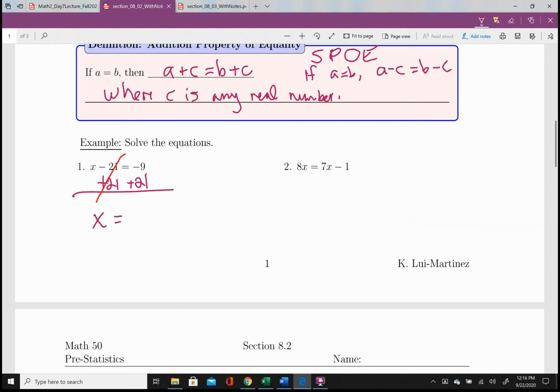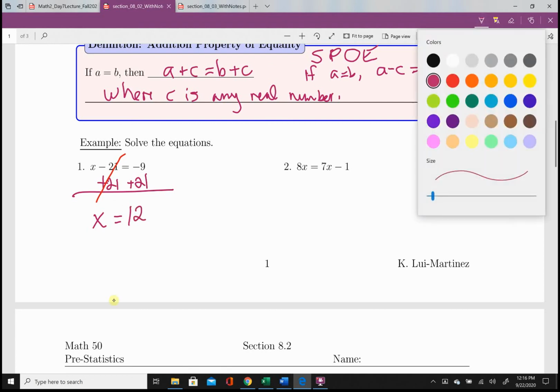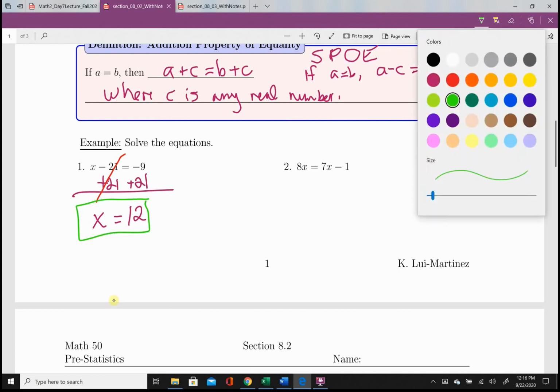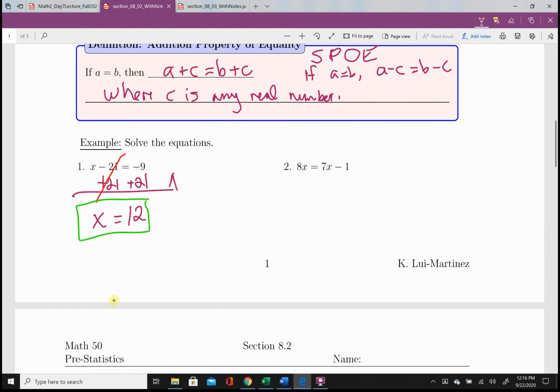And what's negative 9 plus 21? Well, that's going to be 12, right? If I'm not mistaken. 12 and 9 is 21. Okay, so that'll be good for that one. Box that up. Call it a day. Okay, so what did we do? We used the addition property of equality, or APO for short if you want to.